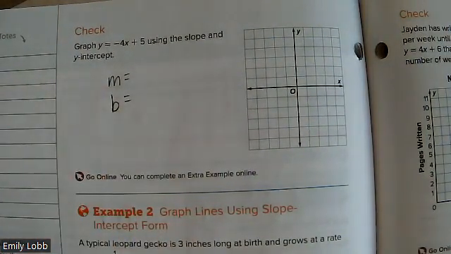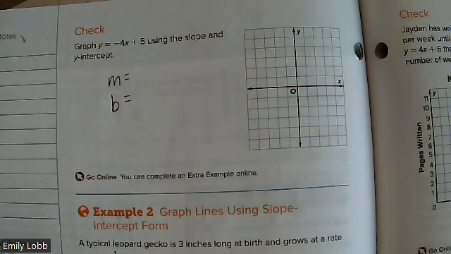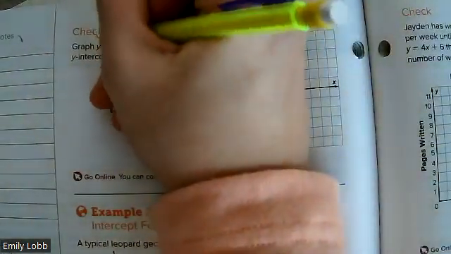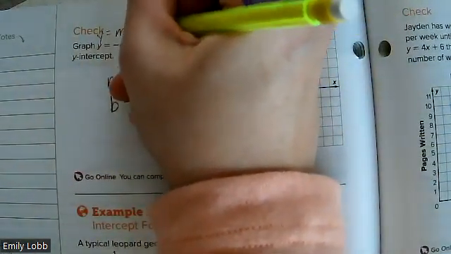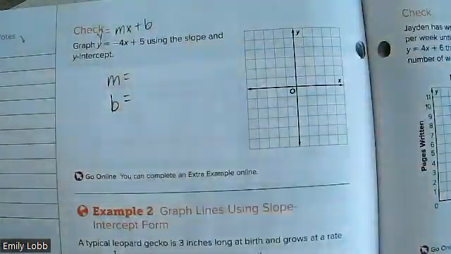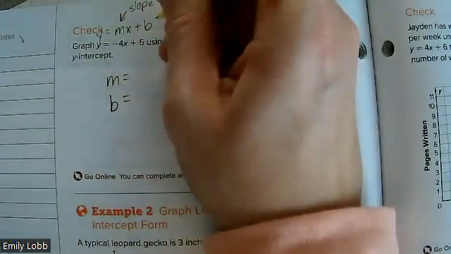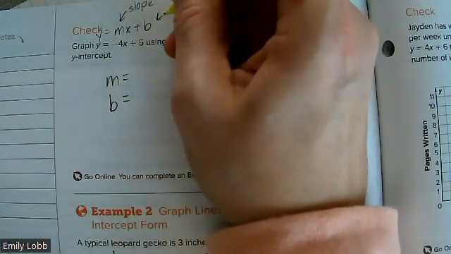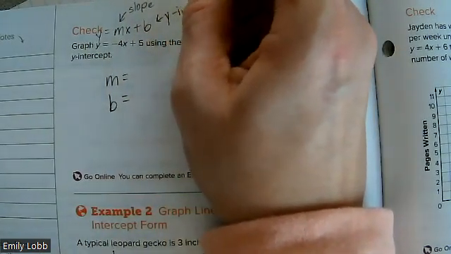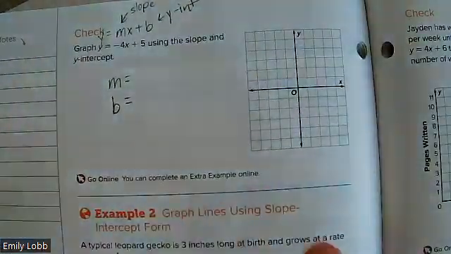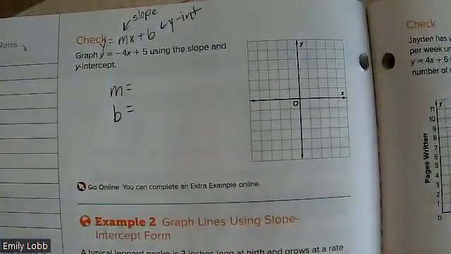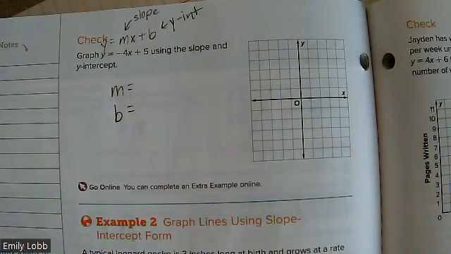What is your slope here? What's m? 5, negative 4. Remember, y equals mx plus b, where m is our slope and b is our y-intercept. Guys, these are great notes to have. If you haven't written them 5 times yet in this book, do it.